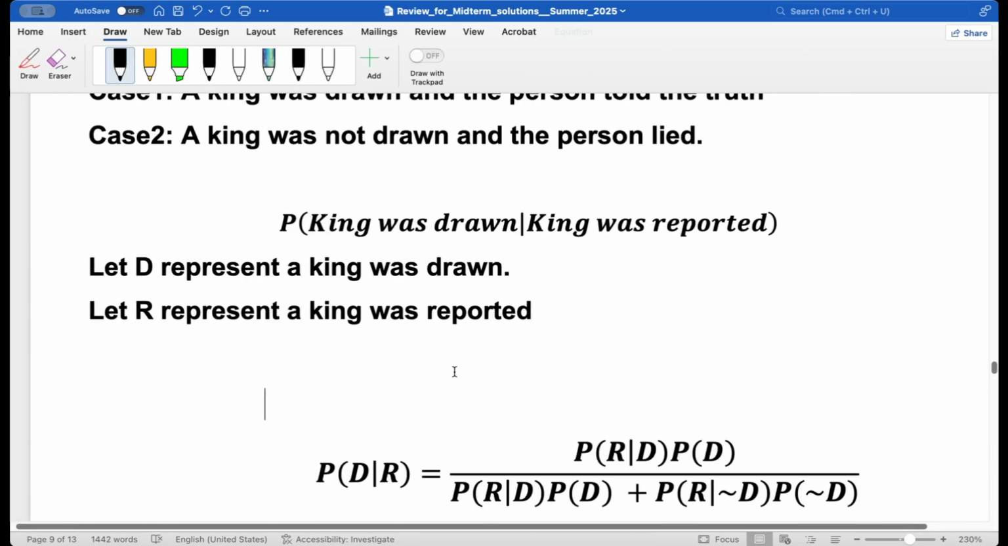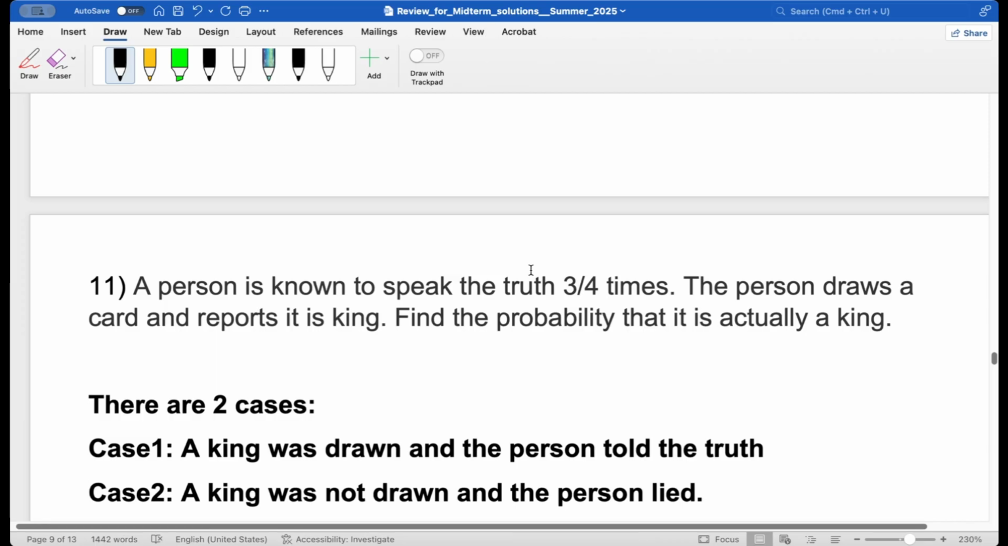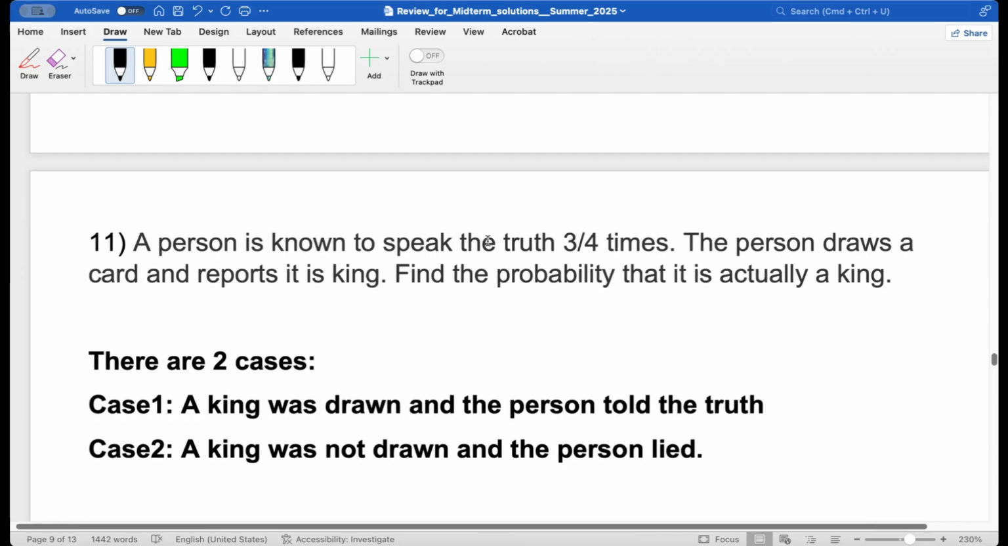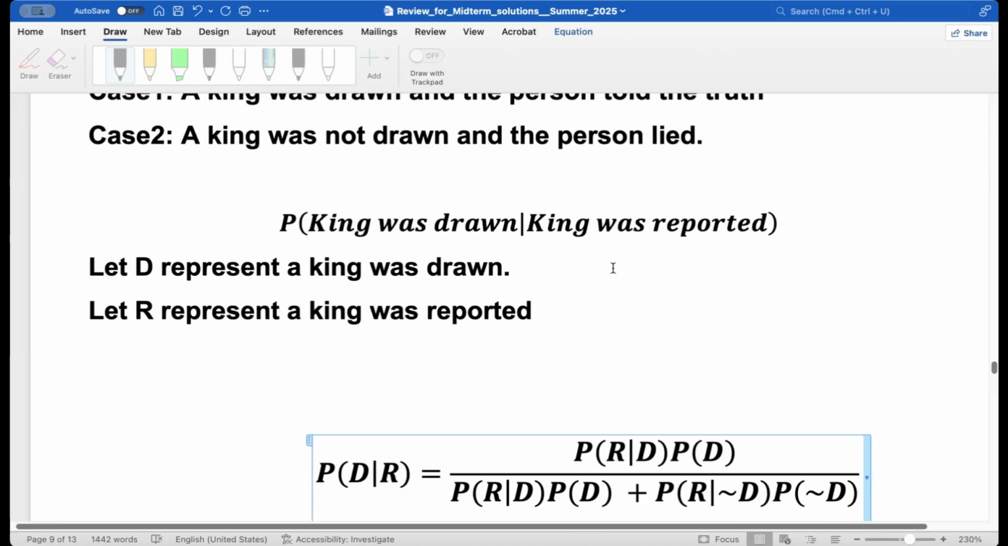So we want to know the probability that the king was drawn given it was reported. A card was drawn. We don't know what it was. It was reported a king. What's the probability it was actually a king? So we want the probability king was drawn given that it was reported.